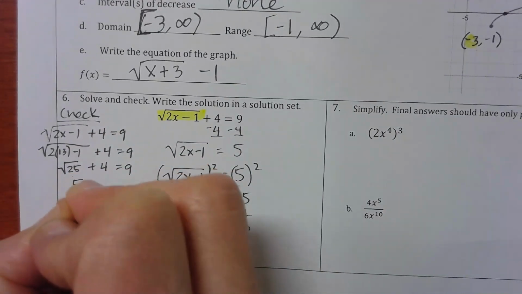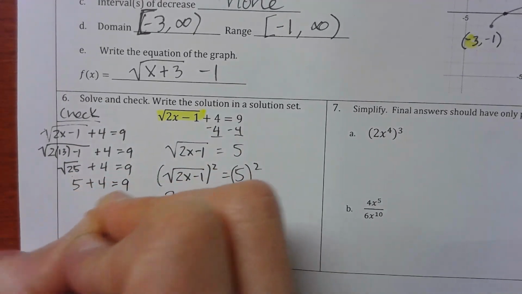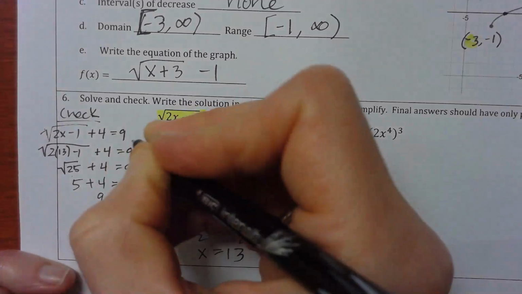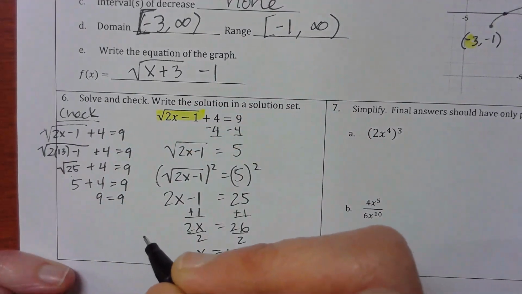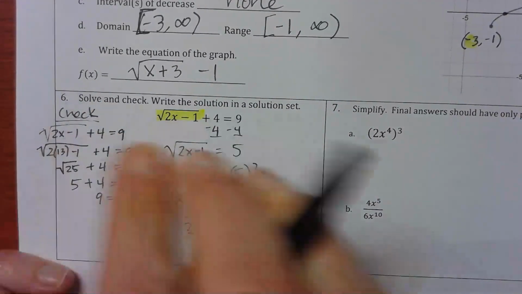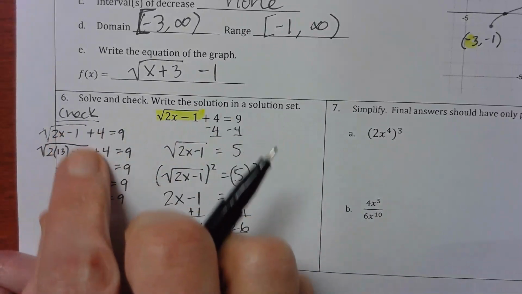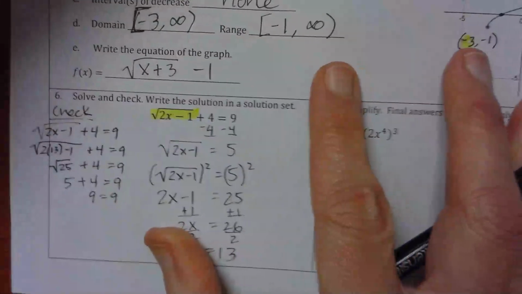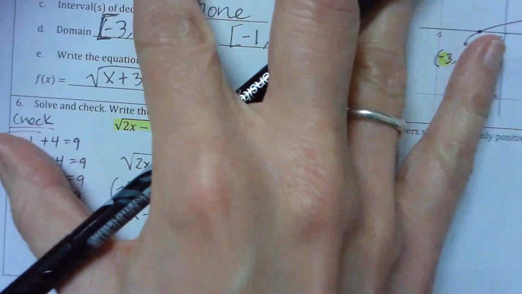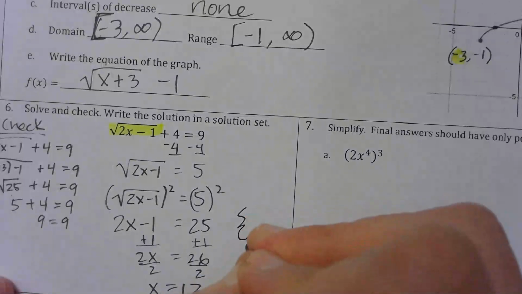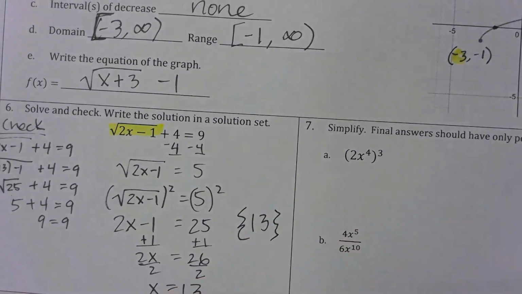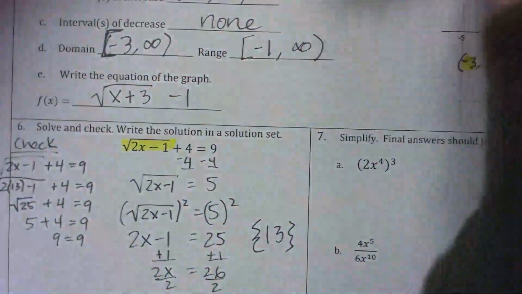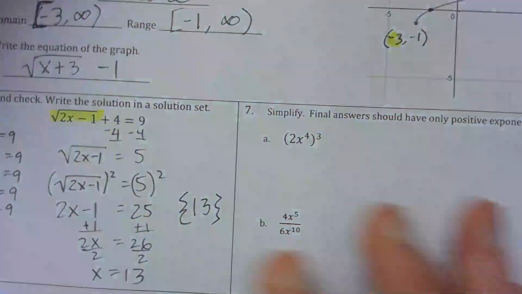And the square root of 25 is 5. And 5 plus 4 is 9. 9 equals 9. Notice that I didn't change anything on this side in my check. I'm only working down, not moving things left to right as I'm checking. Okay. Ooh. Solution in a solution set. There it is. Okay. Next, we're going to simplify these expressions.